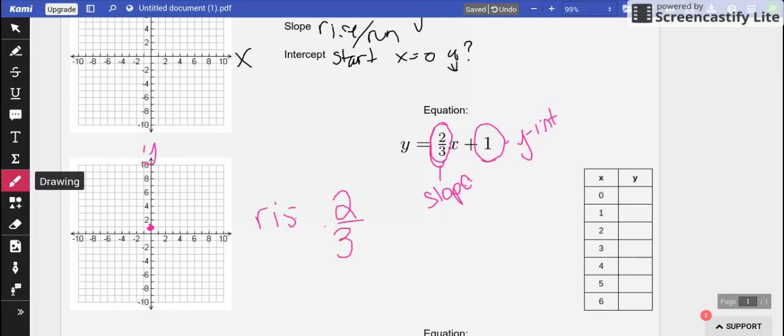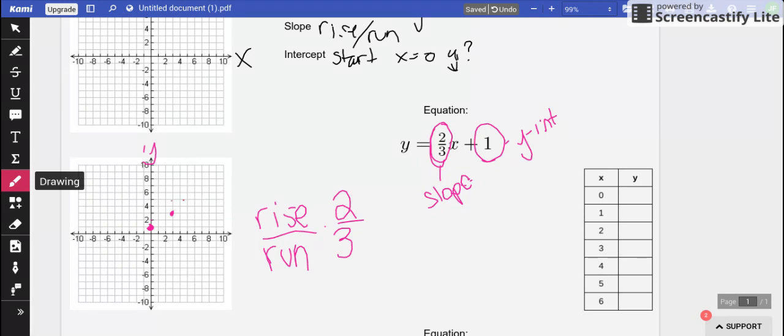We already discussed that that was rise over run. So we think of that like stairs. We're going to start at that point that we already put on there. We're going to go up 2 and then over 3. So I go up 2, over 3. I draw my new point. And I can keep doing that just like I would going upstairs.